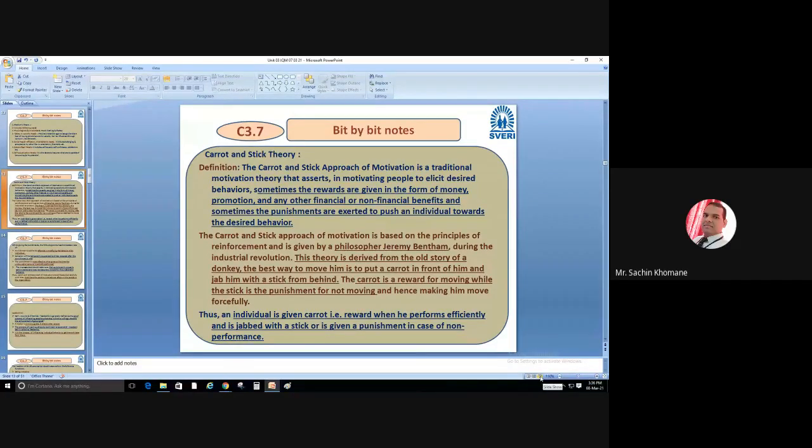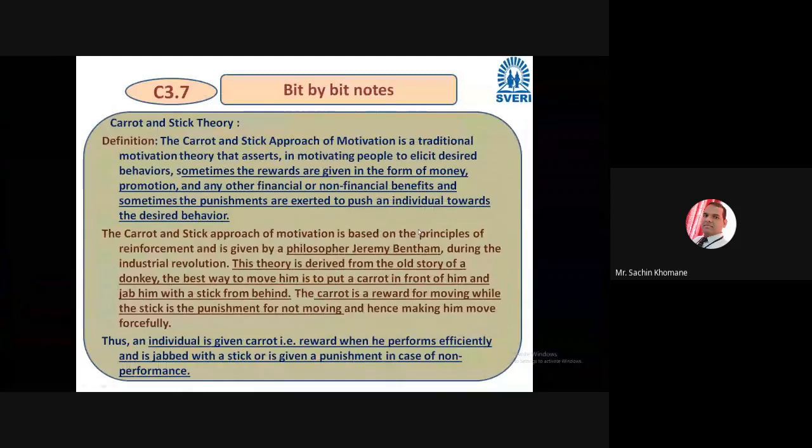Okay, good afternoon, all of you. Today we are going to see the new topic related to the communication process and managerial grid. But let us first review what we have seen in the last lecture.